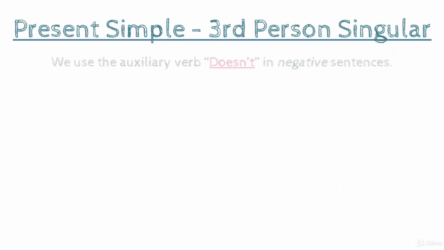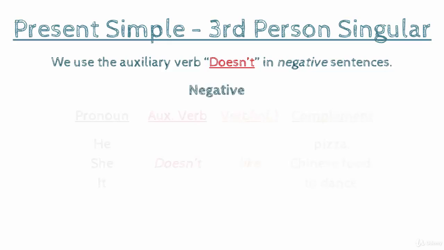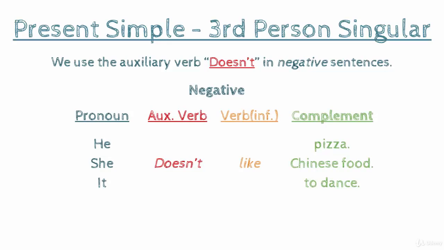Now, in negative sentences, okay, we use the auxiliary verb doesn't. Let's see some examples. He doesn't like pizza. She doesn't like Chinese food. It doesn't like to dance. All right, guys.